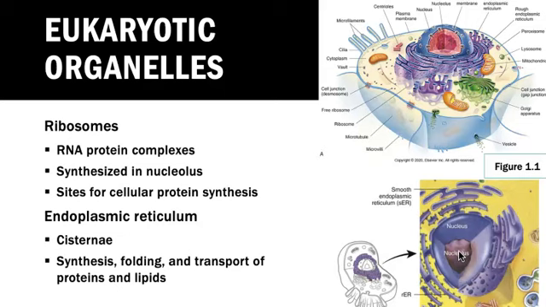Another organelle is going to be our endoplasmic reticulum. And if you recall, we have a rough one, which you could see pictured over here with all of the ribosomes attached to it, and a smooth ER that does not have those ribosomes. They do create these spaces known as cisternae, and their role is to really synthesize, fold, and transport proteins and lipids. We do see that the smooth ER is more involved in the lipid process, whereas the rough ER is more involved in the protein process.